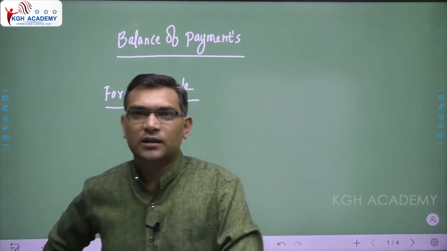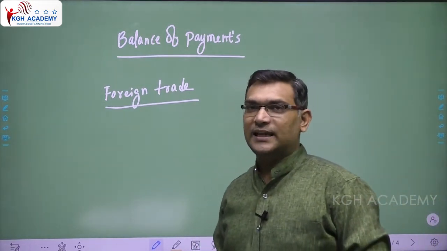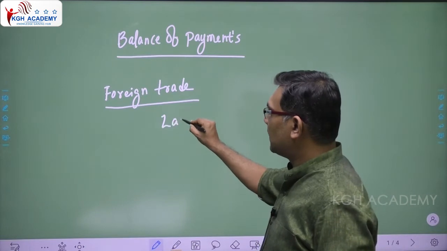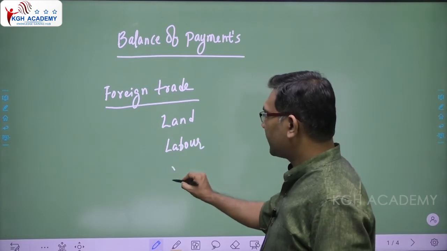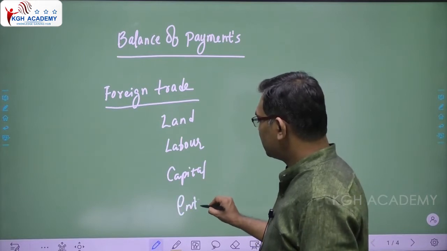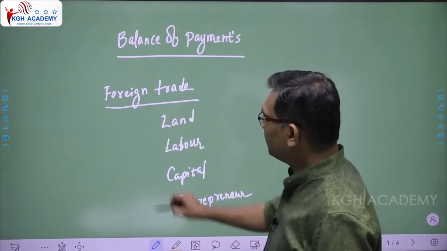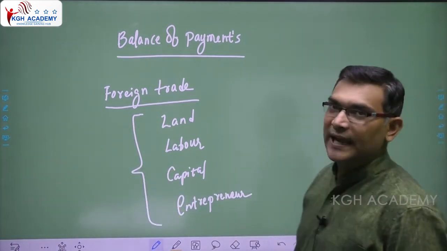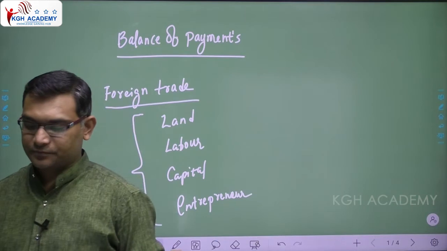Listen carefully. Suppose in your economy, we have already seen that there are factors of production. What are the factors of production? Land, labor, capital, and entrepreneur. So these are your factors of production.